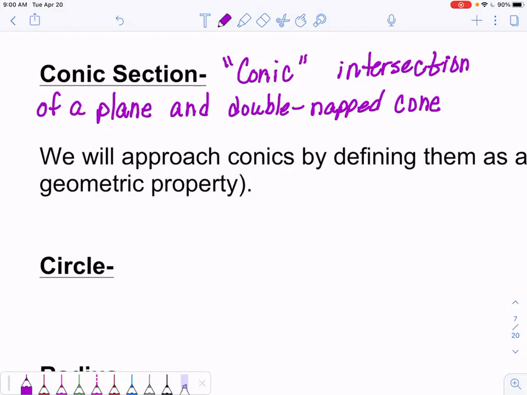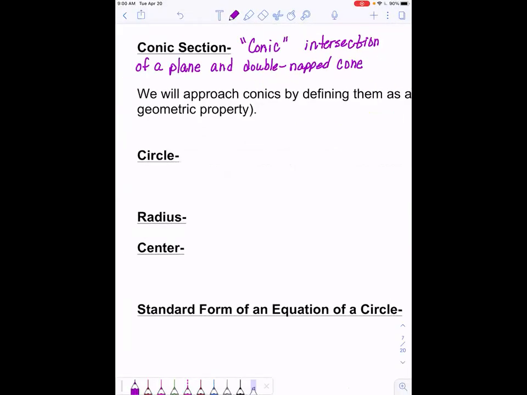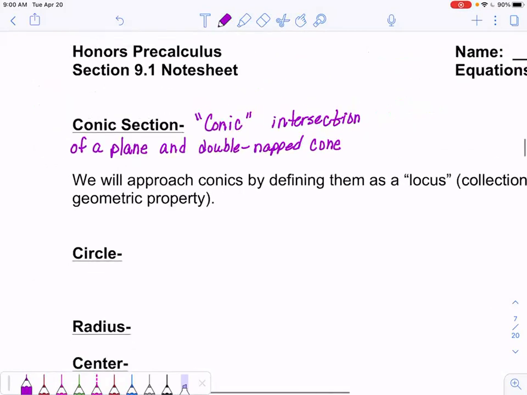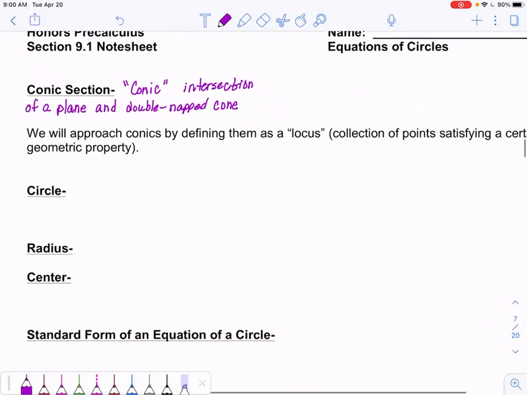And apparently Mr. Cummings was just talking about circles today as well.